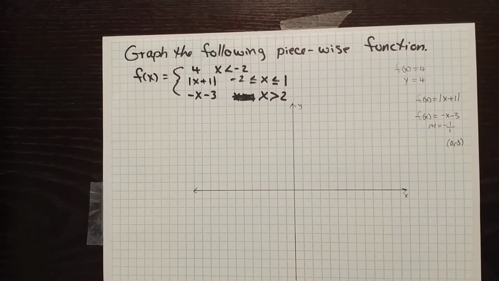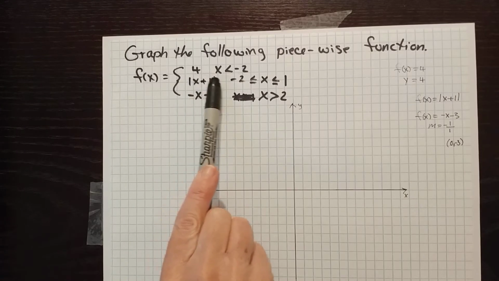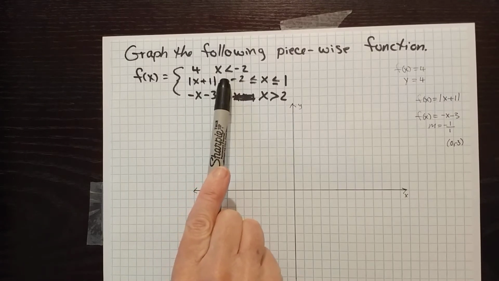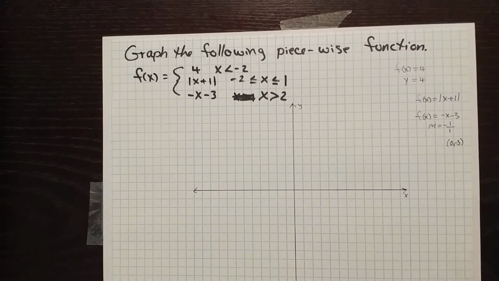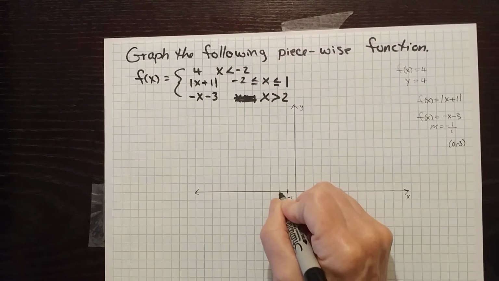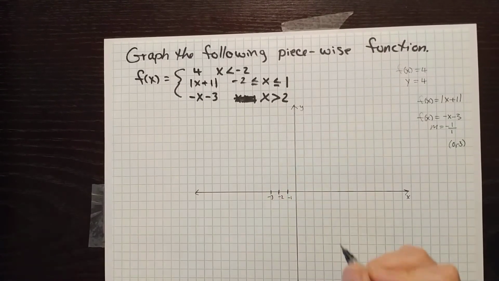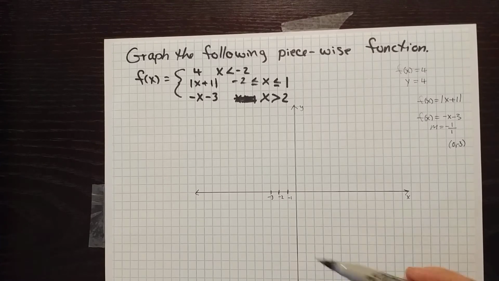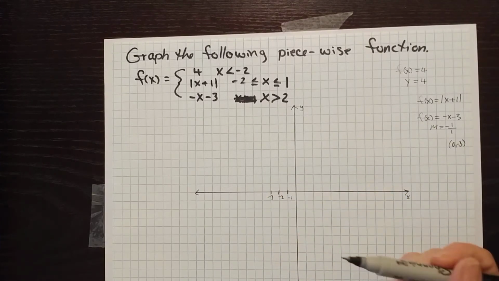And so what I have to do is graph these three functions where they belong. And this part right here tells me where they belong. The horizontal line y equals 4 belongs for values of x which are less than -2. So right here on my axis, this is -1, and this is -2, and this is -3. So this horizontal line belongs for values of x that are to the left of -2.